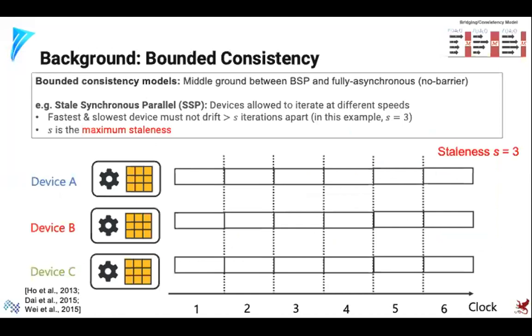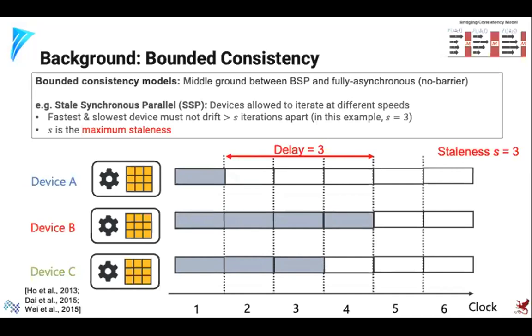So that leads us to bounded consistency, which is a middle ground between BSP and fully asynchronous, also known as hogwild execution. One of the bounded consistency models, which I've done personal research in, is stale synchronous parallel, SSP. Under SSP, workers mostly run at their own pace. They're allowed to run faster or slower, and there's just one condition: the fastest and slowest workers must not drift by more than S iterations, which we also call clocks. So here the example is that they can't drift more than three iterations apart.